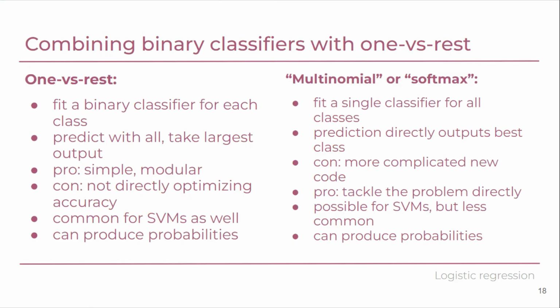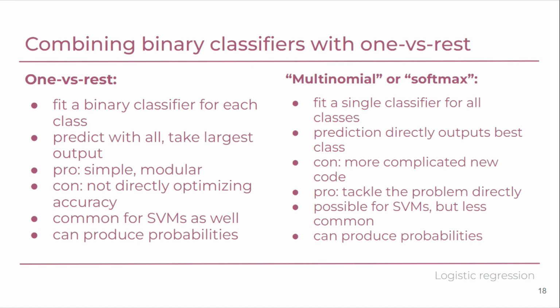Another way to achieve multi-class classification with logistic regression is to modify the loss function so that it directly tries to optimize accuracy on the multi-class problem. You may encounter various words related to this, like multinomial logistic regression, softmax, or cross-entropy loss. The slide shows a comparison of the two approaches. In one case you fit separately for each class, whereas in the other you just do it once. The same goes for prediction.